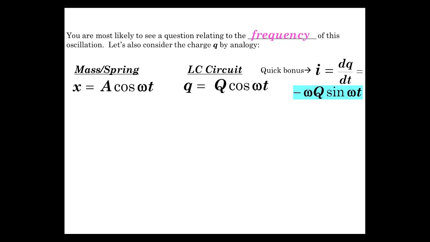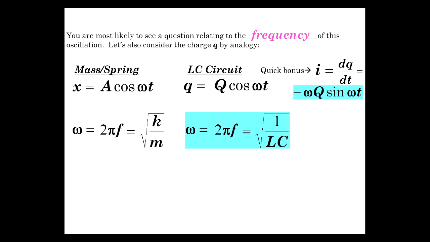And so that's just minus omega Q sine omega t. So there's our current. Now, omega was 2 pi f, which is the square root of k over m. You'll recall that. So by analogy, in the LC circuit, k is 1 over C, and m is L. So we have omega is 2 pi f, which is the square root of 1 over LC. And that is the frequency of oscillation of an LC circuit. Quite simple and fairly important.